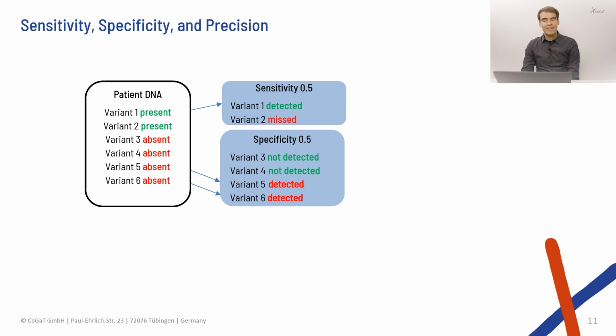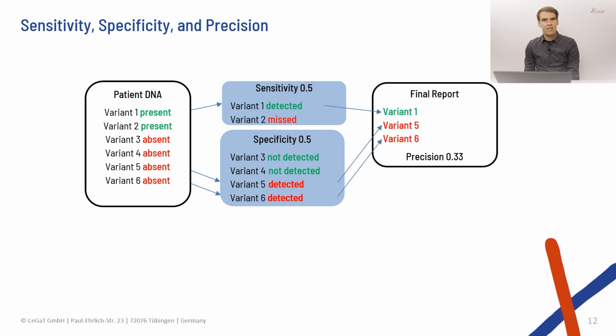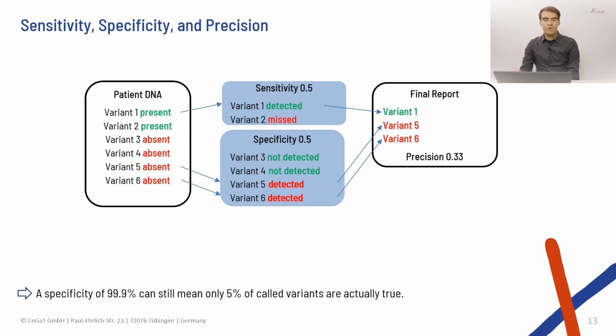But what matters in the end is what we report to the patient. And in this case, 2 of 3 variants that we report are wrong. So our precision is 0.33. And this is a very hard to determine factor for these tests and something to keep in mind. So when you see very high specificity figures for tests, always consider that this does not have to mean that the final report is very precise.